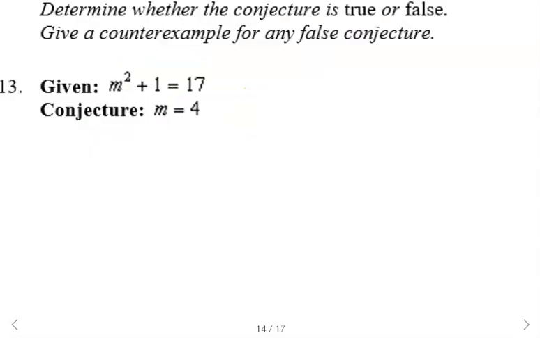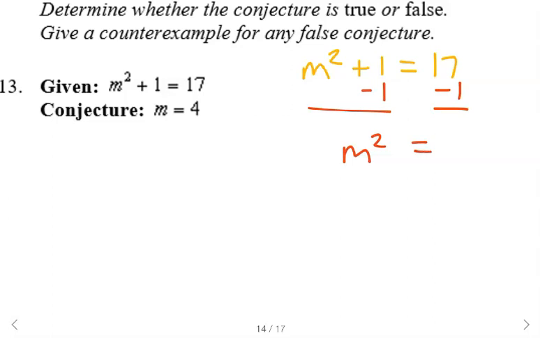Determine whether the conjecture is true or false. I'll have to admit this one's a little bit tricky. Let's solve this equation and let's see if we come up with any other solutions. To get rid of plus 1, subtract 1. We have m squared equals 16. To get rid of squared, square root.